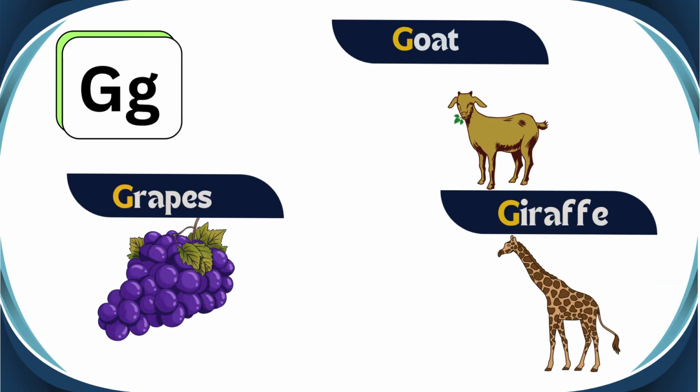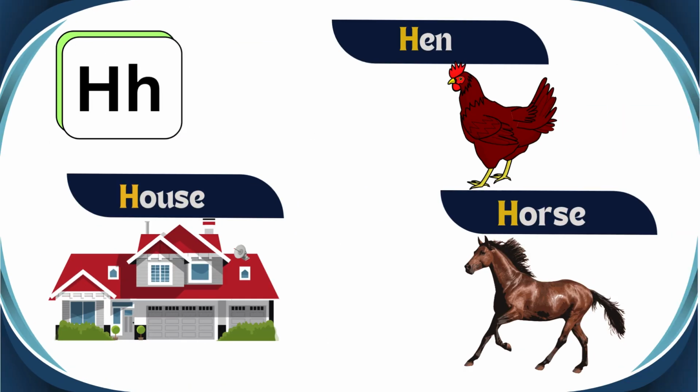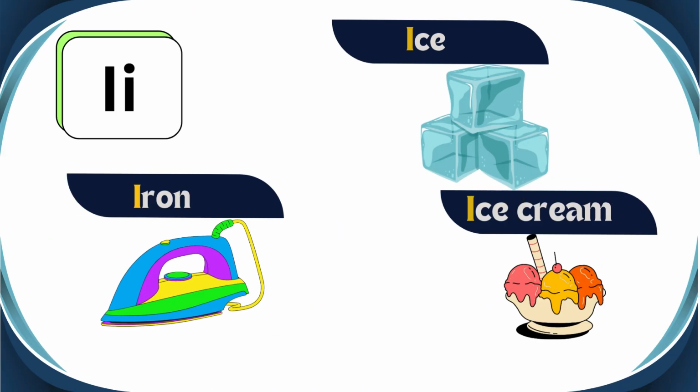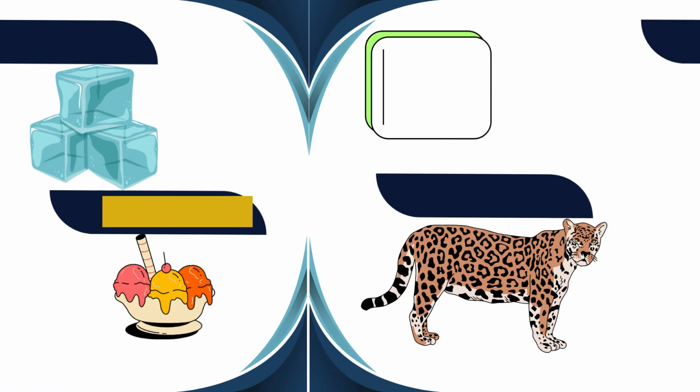G for goat, G for grapes, G for giraffe. H for hen, H for house, H for horse. I for ice, I for iron, I for ice cream.